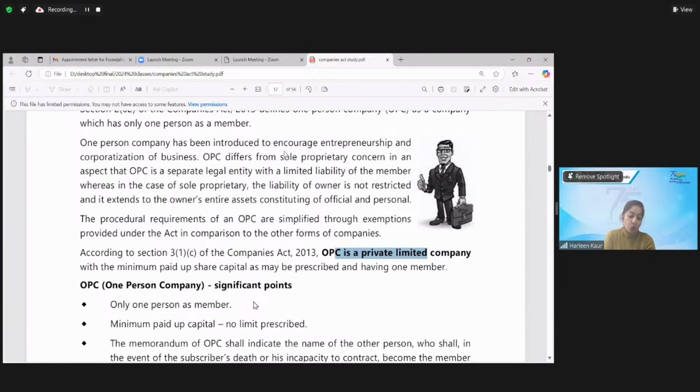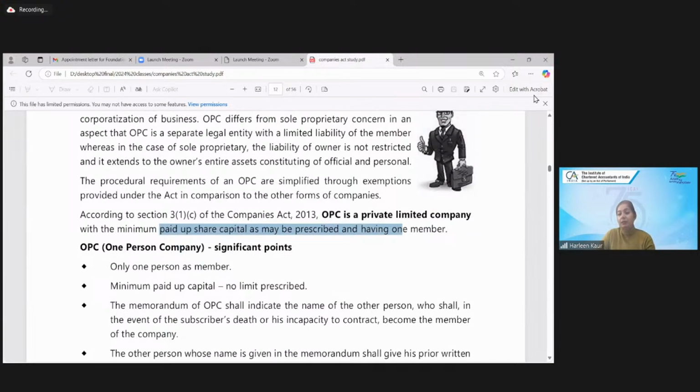Nice. So OPC is a private limited company. It can never be a public company. But can you convert it into a public company? Yes, it can be converted into either a private or public company, but OPC is always a private limited company at formation. Good. So minimum paid up share capital, as we have described, having one member as a shareholder, only one member. So one person is the only member.